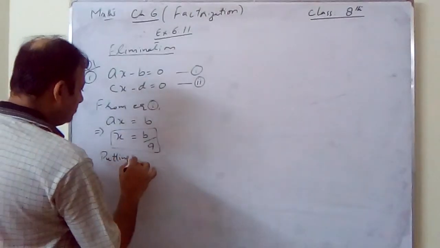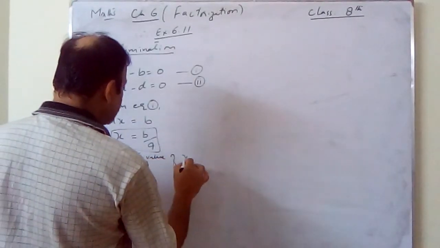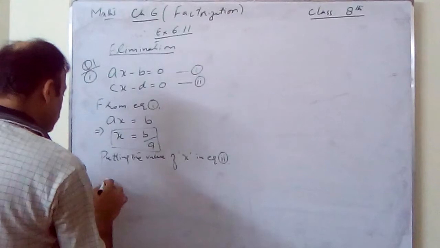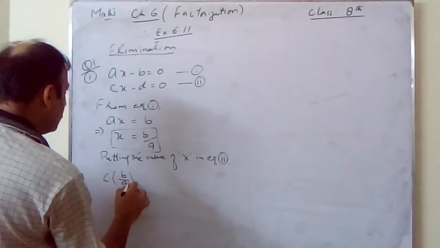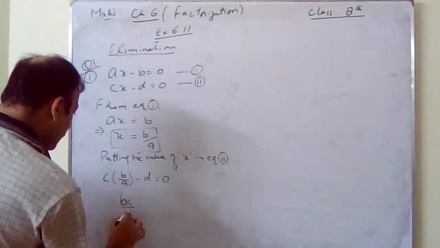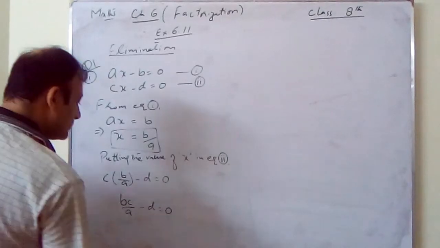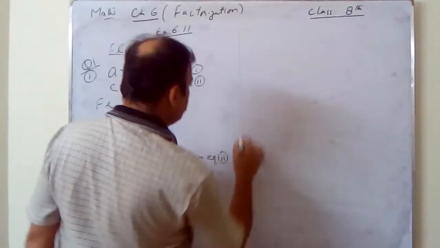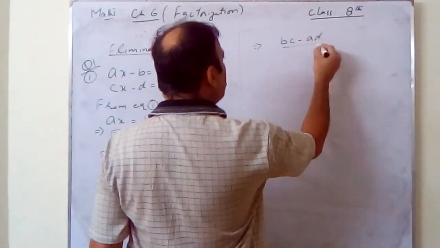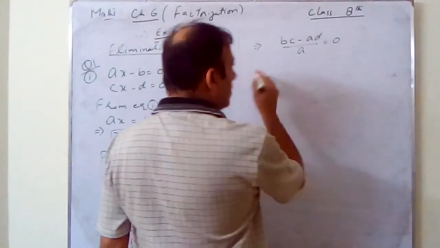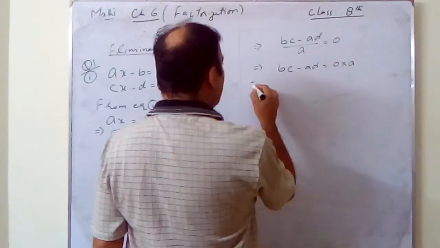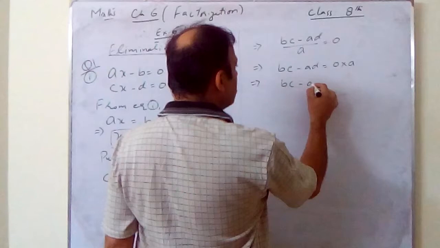Putting the value of x in equation number 2: c b over a minus d is equal to 0, or bc over a minus d is equal to 0. Or take LCM, bc minus ad divided by a is equal to 0. By cross multiplying, bc minus ad is equal to 0 multiplied by a, or bc minus ad is equal to 0.